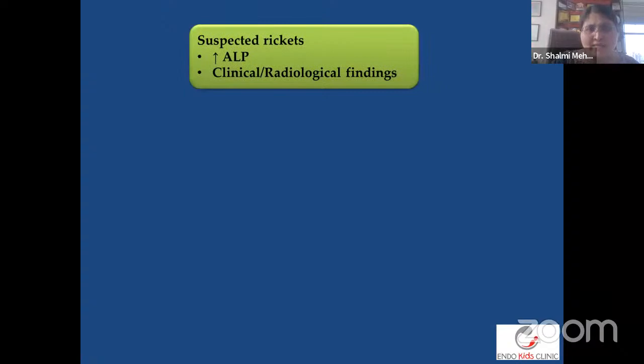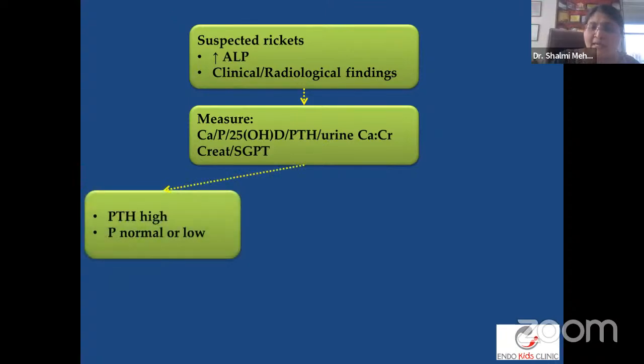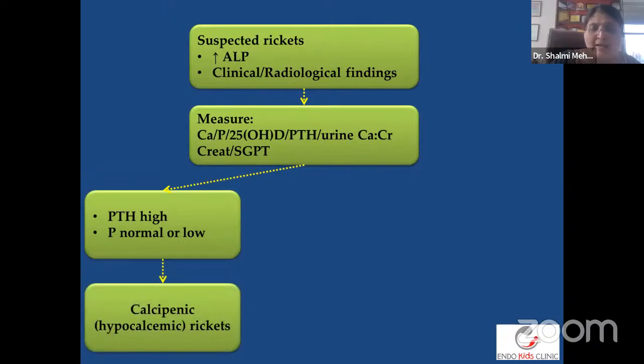So to kind of summarize, if you have a child who has got a suspected rickets, the alkaline phosphatase is raised, you have got clinical and radiological findings, you would get these basic stuff measured. So you measure your calcium, phosphorus, vitamin D, PTH, make sure that the liver, kidneys are fine, the child is not losing calcium in the kidneys. If the PTH is high, the phosphorus can be normal or low. Probably you're looking at a calcipenic or hypocalcemic rickets, right? So usually, as I said, if the calcium is low, your PTH is going to be high.